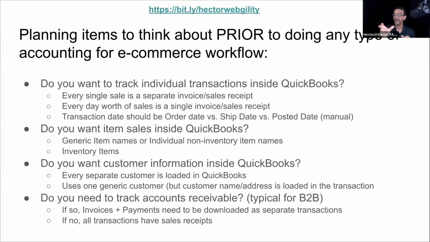Like you can see the item in the description, but you can't run sales by item inside QuickBooks, right? So you have to make that decision. And then the major big decision is, do you want to track inventory in QuickBooks? Therefore, do you want the sales to be downloaded with the individual inventory items, matching the inventory items, so you can track inventory, cost of goods sold, et cetera, in QuickBooks? It's a major decision you have to make up front.